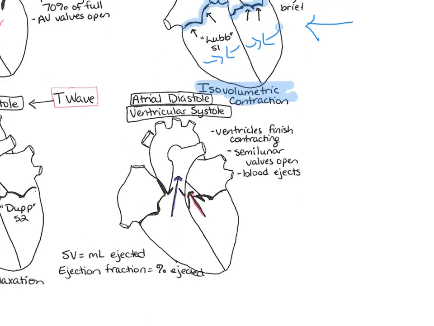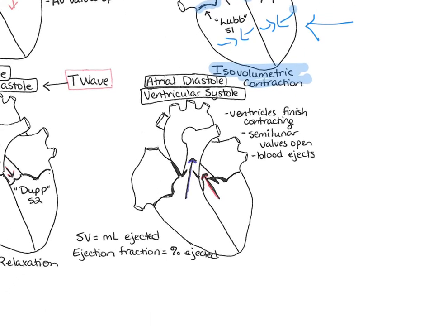Then the second stage of ventricular systole, and again, the atria are relaxed. The atria are going to remain relaxed until the next cardiac cycle starts. In this second stage of ventricular systole, there's so much tension in the ventricle that it finally pushes open those semilunar valves. So the semilunar valves open up, and blood is going to eject from the ventricles into the pulmonary artery, the pulmonary trunk, and into the aorta.